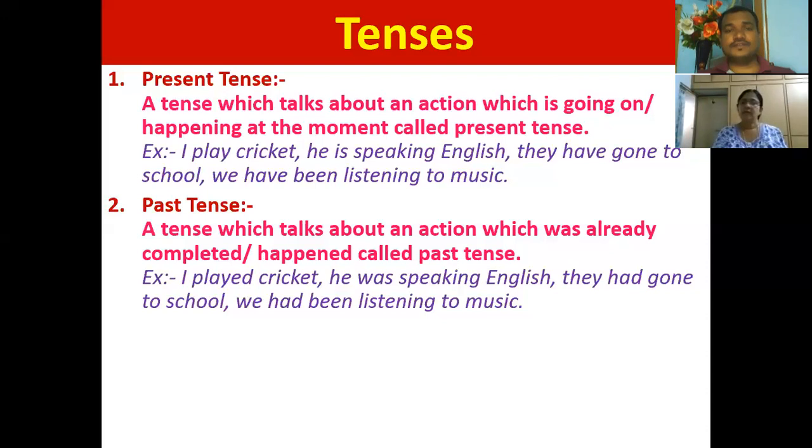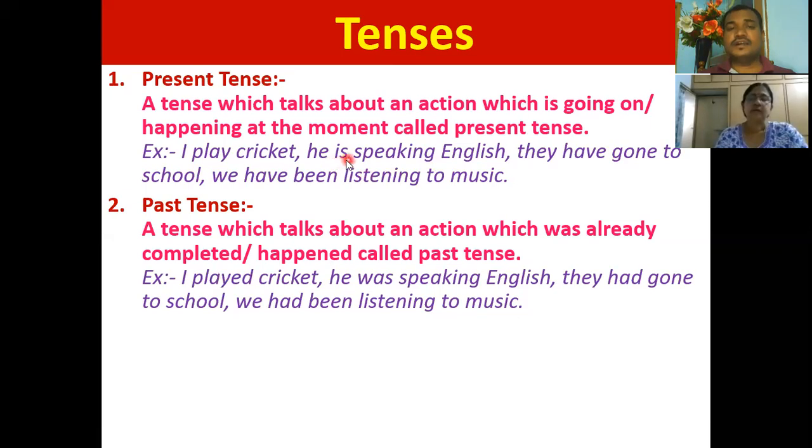So, I played cricket. In the first example, here I play cricket, simple present tense, we used V1. Whereas in past tense, the first example is I played. Here we used the simple past verb, the V2 form. Here V1, here V2.